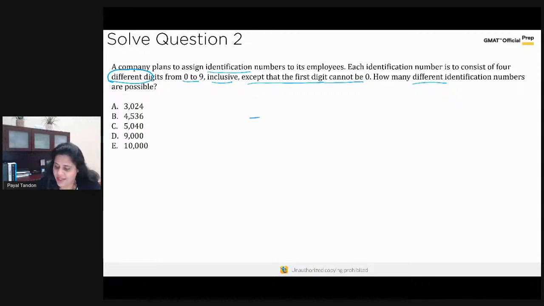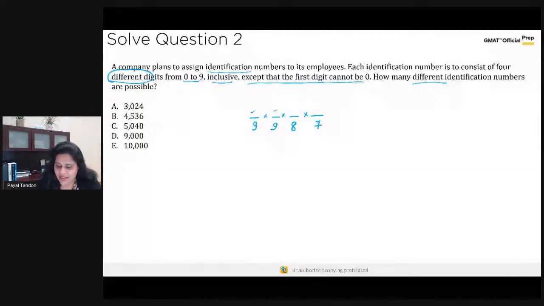So again, we have the same scenario here. 4 spaces. We need to multiply. We need to do each of the tasks. Now the options here are 9 digits for the first one. Because the digits cannot be repeated, you have only 9 options for the second place. For the third, because the digits cannot be repeated, you only have 8 options. Why? Because you've used up 2 over here, right? And for the last one, you only have 7 options, which is why the correct answer here is 4536.